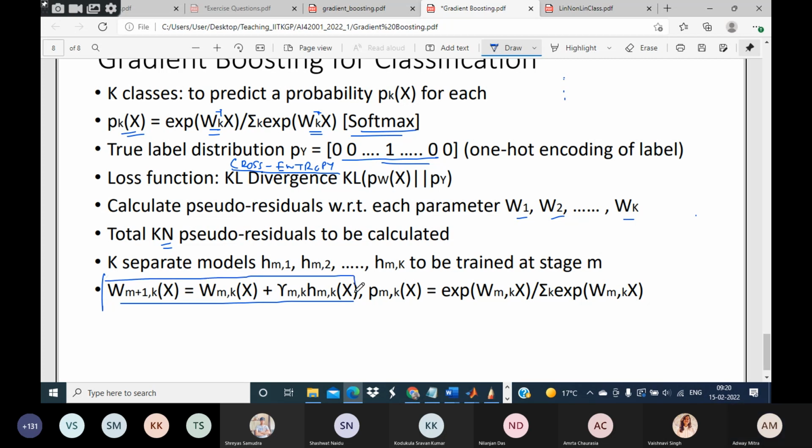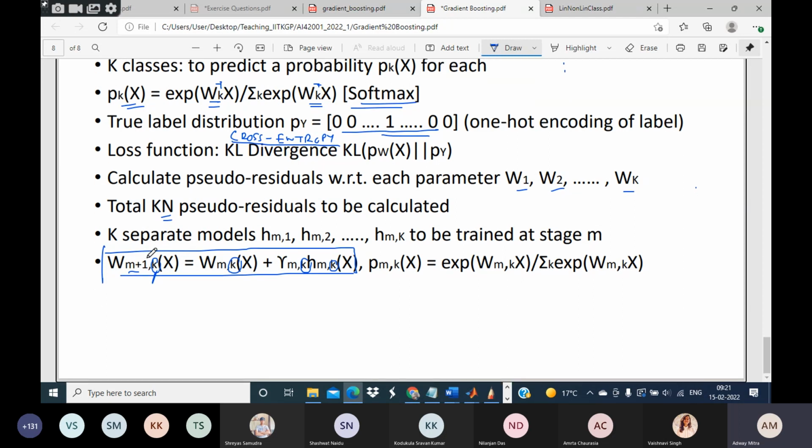So for every stage, you have to update each of the class specific parameters in the following way. To calculate the gammas, again you will have to use the steepest descent and so on. So that is what happens. This is how you do gradient boosting in the case of the classification algorithm. It follows the same idea as the regression, but because of the presence of these class specific parameters, it becomes more computationally complicated, and you have to calculate so many of these residuals.